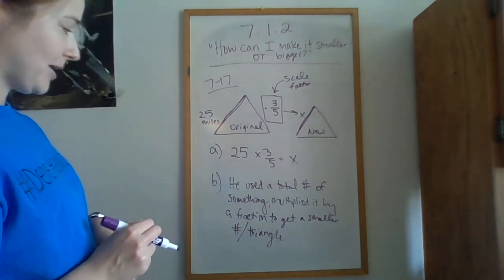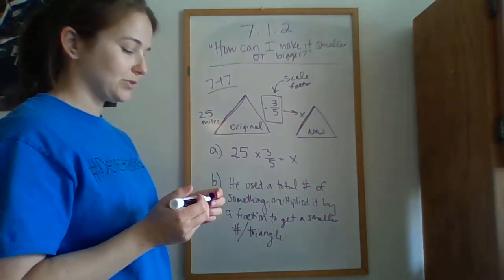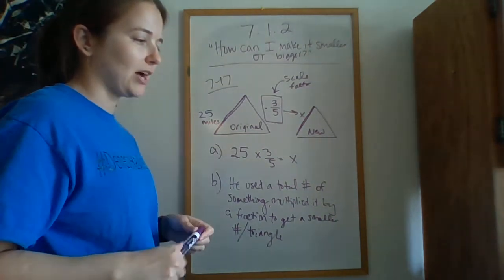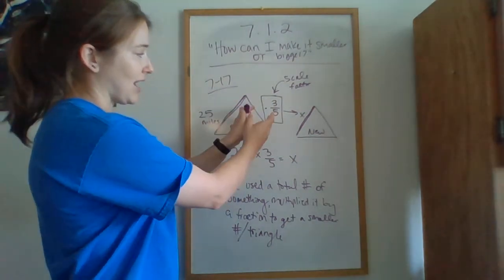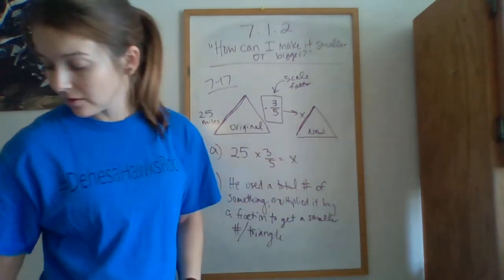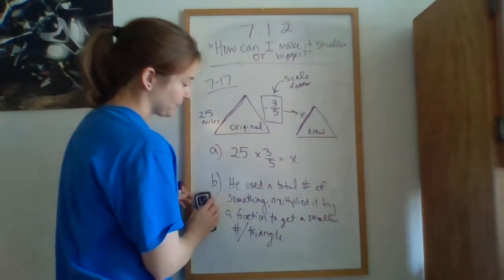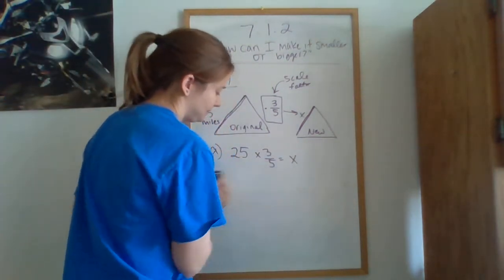Use total something, multiply by a fraction to get a smaller number. So that's the idea of scale factors. You're taking something bigger, multiplying it by a fraction to make that side smaller. Okay.